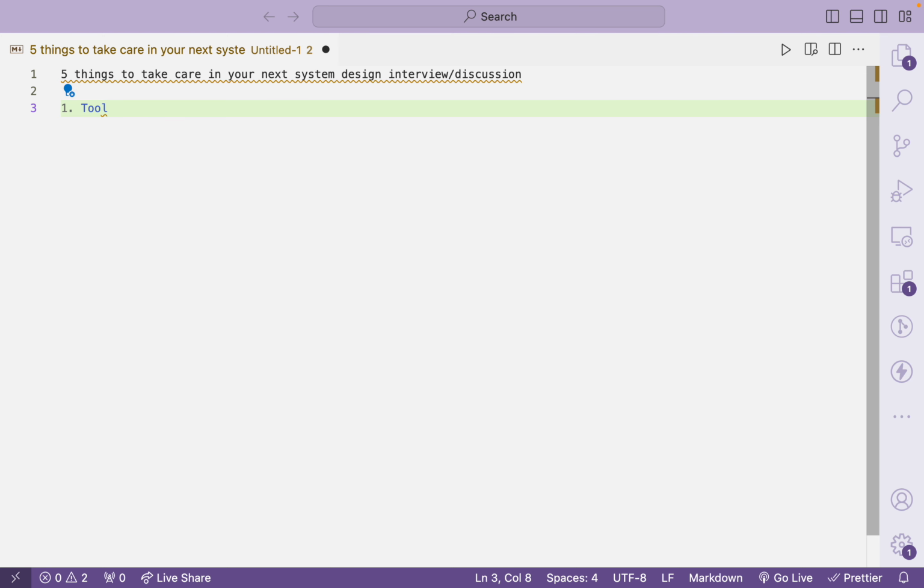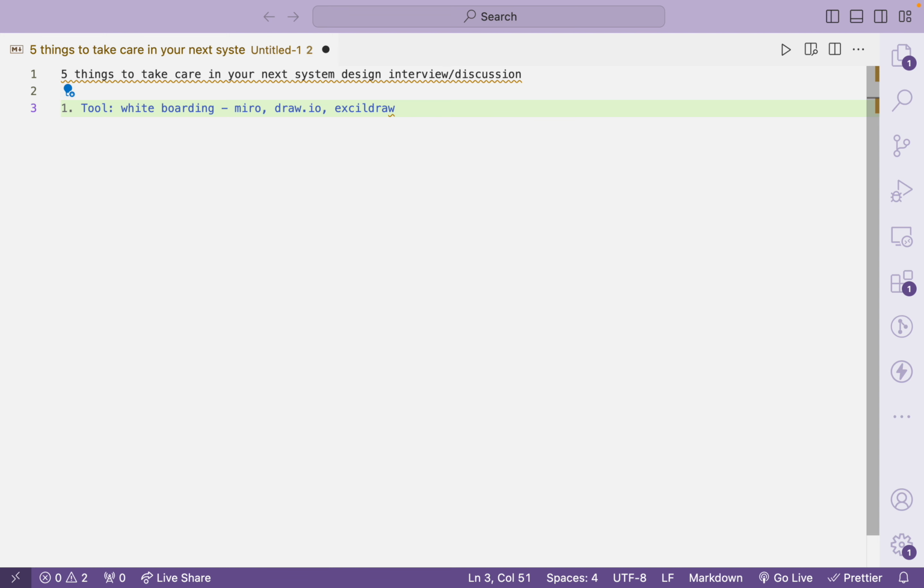System design is all about discussion. So you should be very comfortable with whiteboarding. You should practice on whiteboard, paper, pen, or any digital whiteboarding tool such as Miro, Draw.io, or Excalidraw. The reason is you need to be comfortable with any of these so that during the discussion or interview you won't be struggling with the tools.